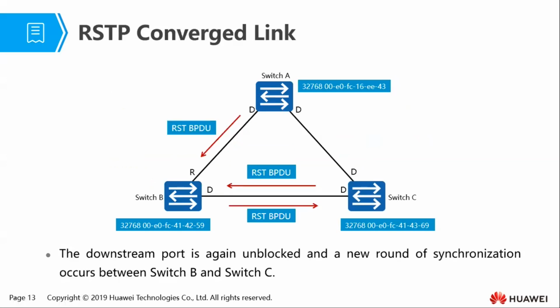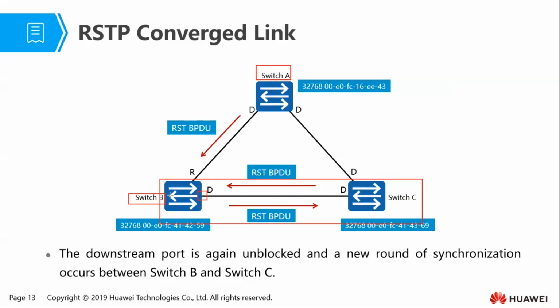So after that particular conversation between switch A and switch B is done, this downstream port that had been blocked is going to be unblocked. And again, we are going to have the proposal and agreement between switch B and switch C, the same way we had a proposal and agreement.